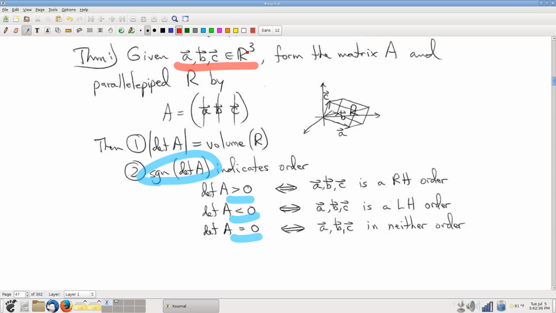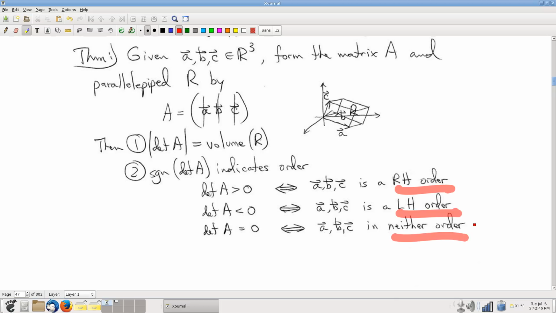And keep in mind that order, there's 3 different possibilities. When you have 3 vectors listed in an order, they can either be right-hand order or left-hand order, or again, anomalous cases could be neither order. Okay.